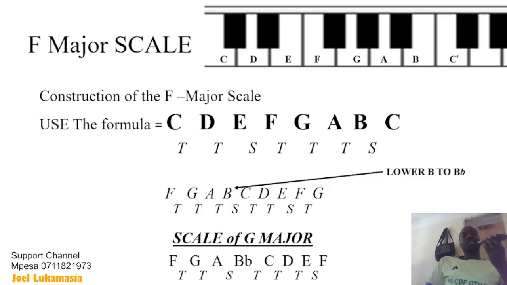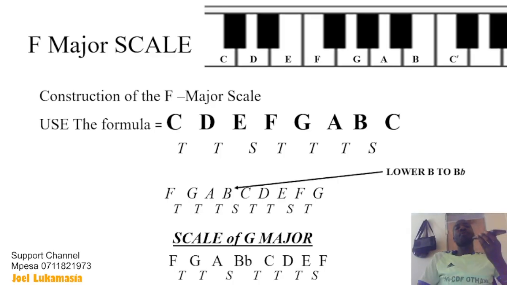Now for F major, you are still going to use the formula of C major. Remember, C major is the natural scale. So all the major scales use the formula that is used to construct the scale of C major: tone, tone, semitone, tone, tone, tone, semitone.